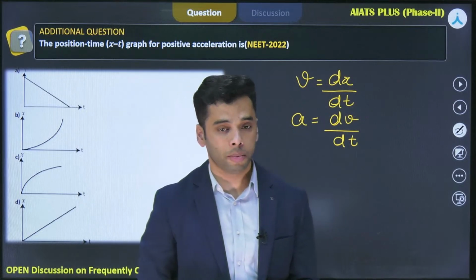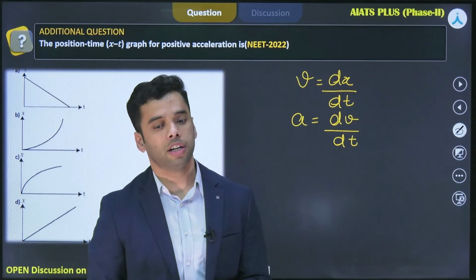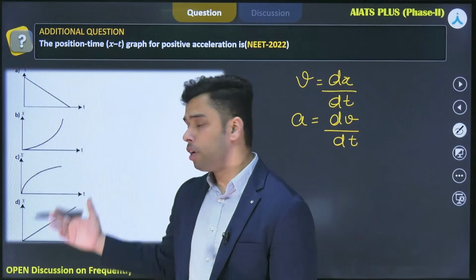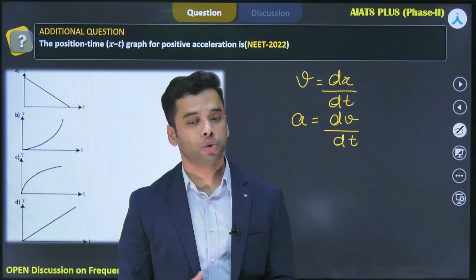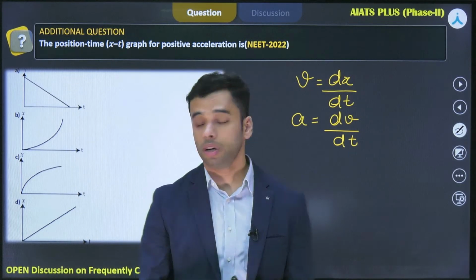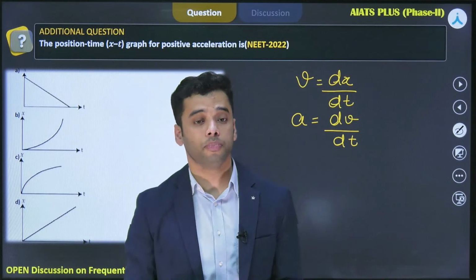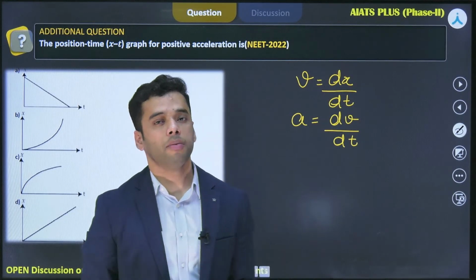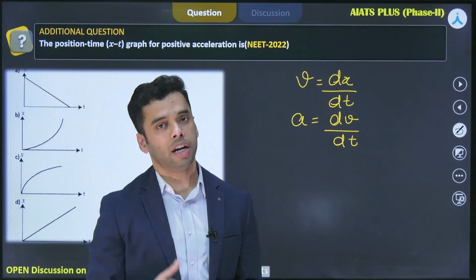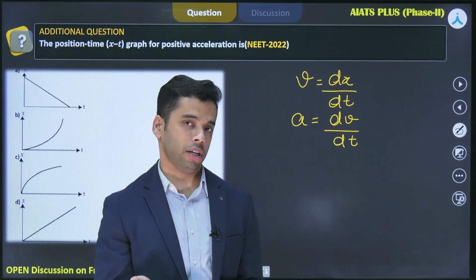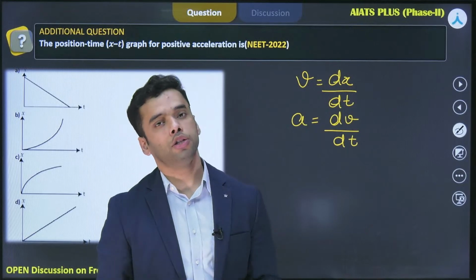Yes, someone is giving me the answer. Surya is giving the answer as A as well as B. No, it is not multiple correct, it is single correct. So the answer should be only one of these: A, B, C, and D. Now, what is the meaning of positive acceleration? The meaning of positive acceleration is that the velocity should keep on increasing, and velocity is given by the slope of the xt graph.